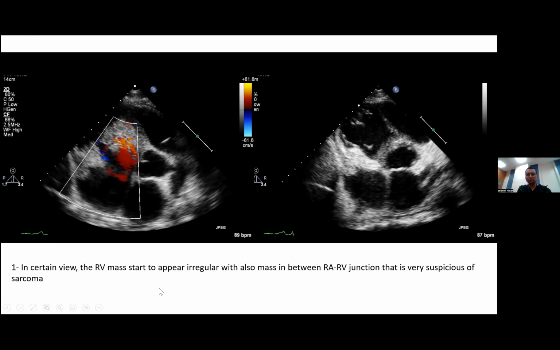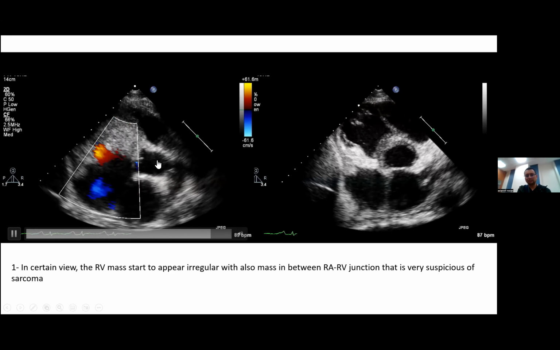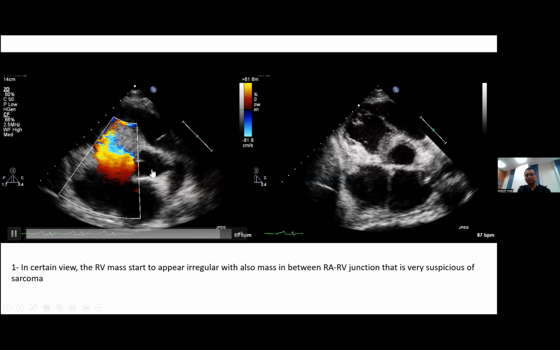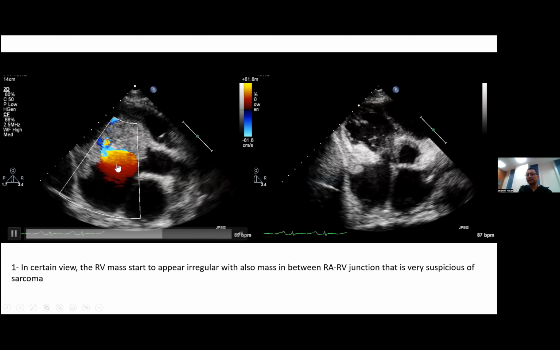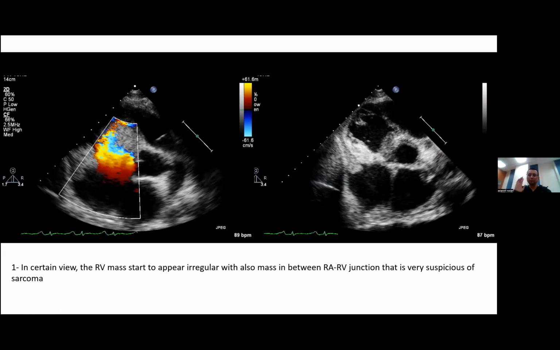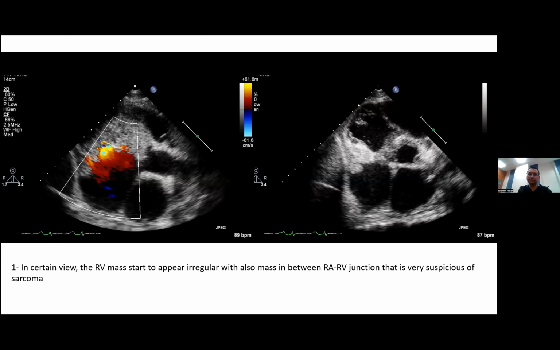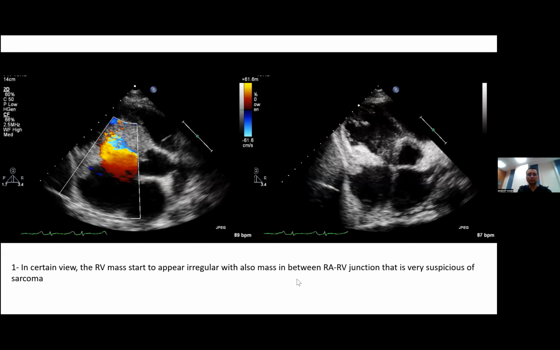In certain views, we can see that this mass appears irregular. The mass involves the junction between the right atrium and right ventricle, so it's very suspicious of sarcoma, angiosarcoma. Angiosarcoma is one of the worst primary malignancies that you can ever have. I have never seen a patient with angiosarcoma of the heart that survived, unfortunately. So you can see turbulent flow across the RA and RV, so there is obstruction. So you have some tricuspid stenosis because of the mass as well.